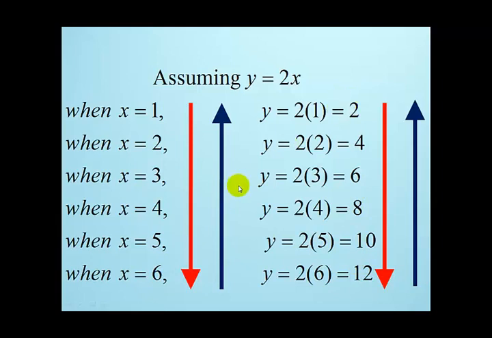This means that there is a direct variation between x and y. Why? Because as x increases from 1 to 6, y also increases from 2 to 12. And as x decreases from 6 to 1, y also decreases from 12 to 2. That means that there is a direct variation between x and y.